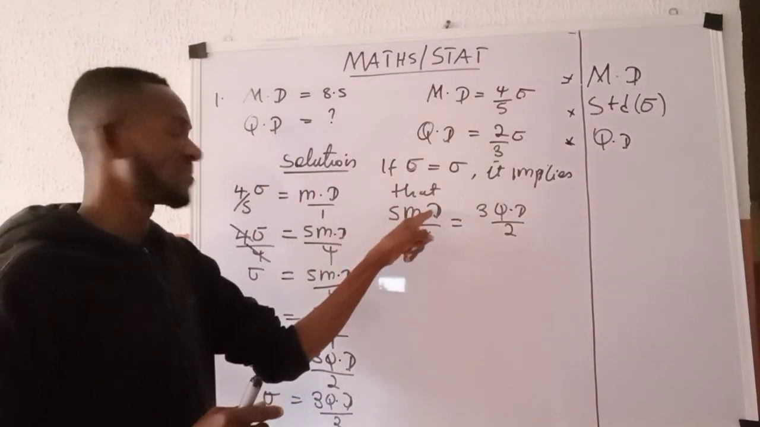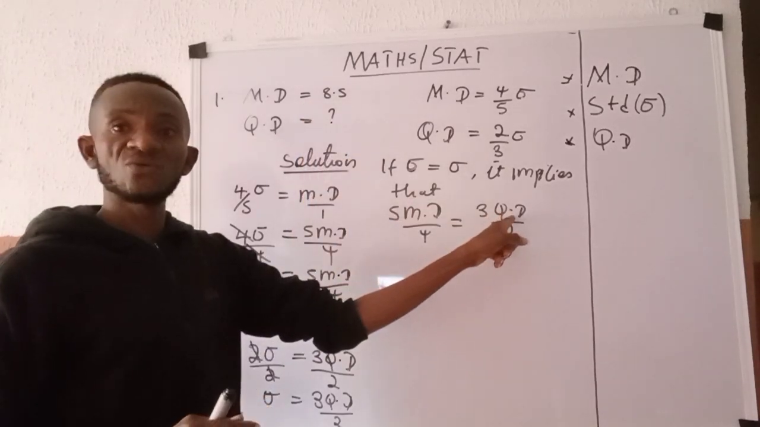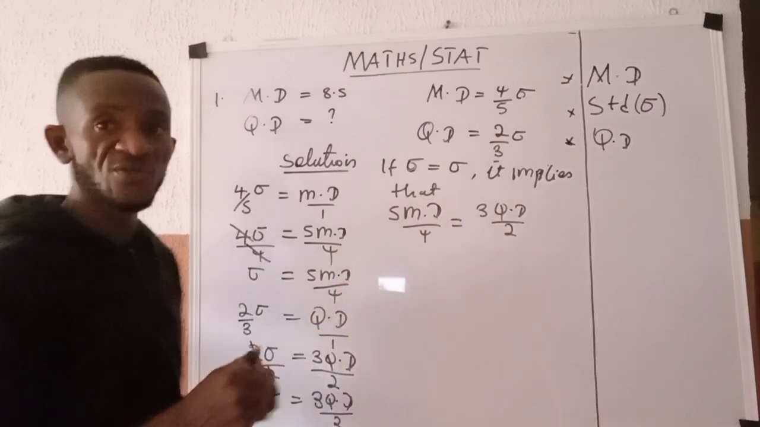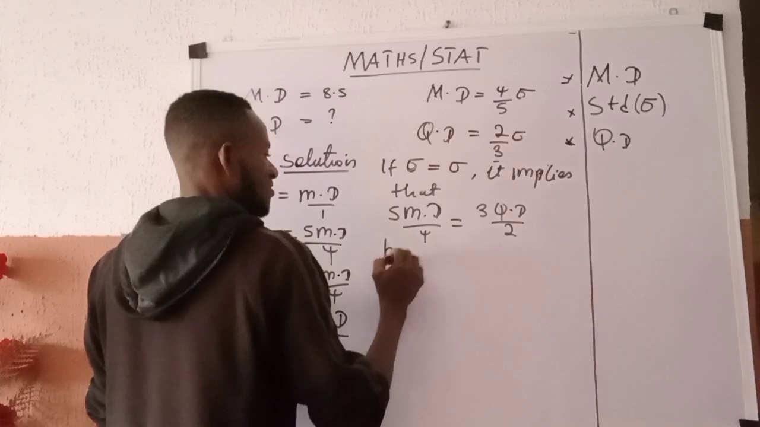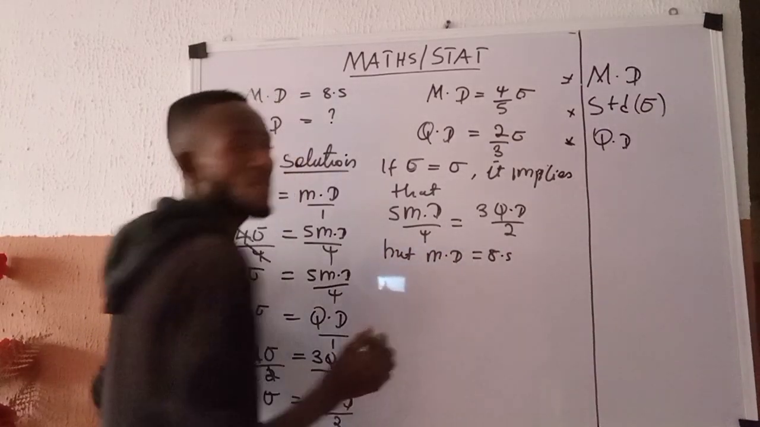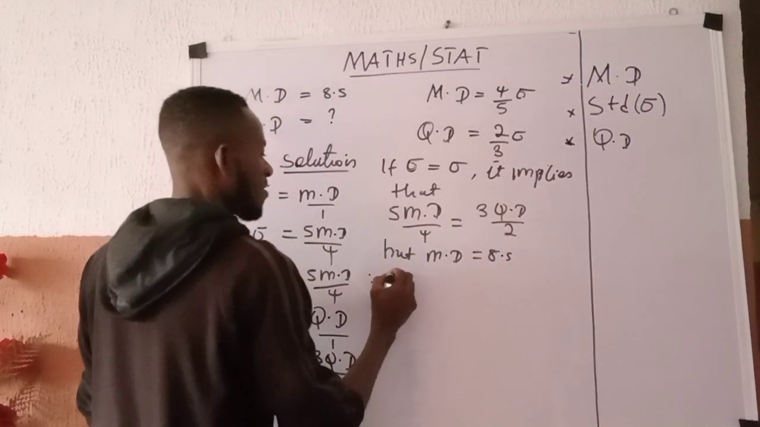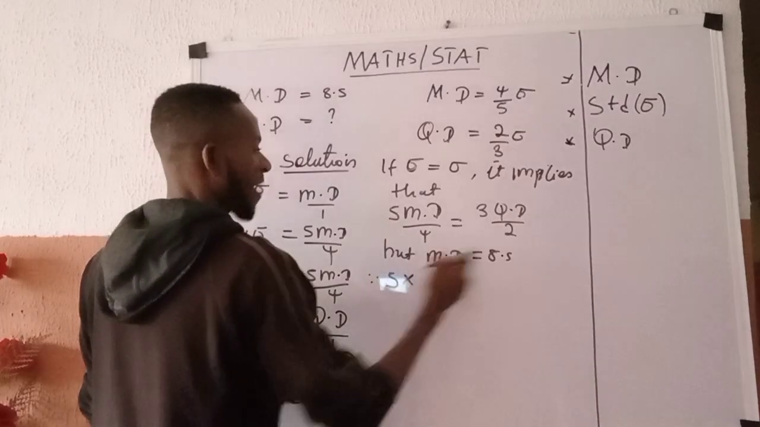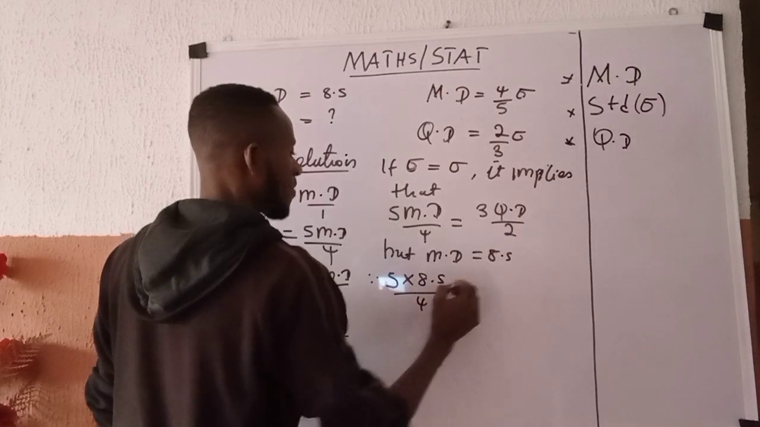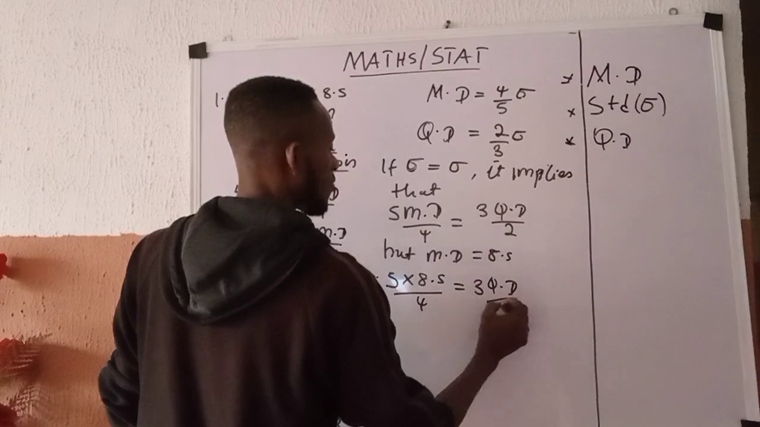Because here, look at MD, which was provided. Look at QD, which is required. Everything here is constant, which we know. So I'll now say that my MD equals 8.5. Wherever I see MD, I will put 8.5, and therefore 5, multiplied by 8.5, all over 4, equals 3QD all over 2.